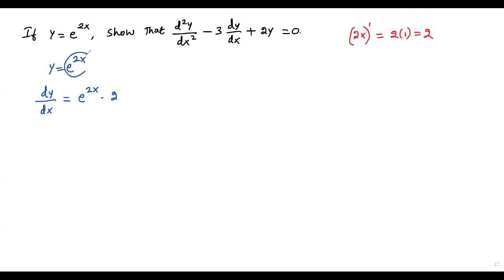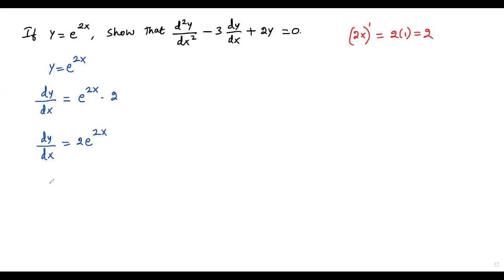So if I have e to the power of some variable and I take the derivative, I write the expression as it is, and further, by chain rule, I take the derivative of the exponent. The derivative of 2x is just 2. Now we can write dy/dx as 2 times e to the power 2x, that is, I am writing this 2 in front of e to the power of 2x.